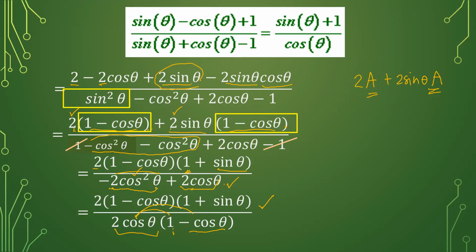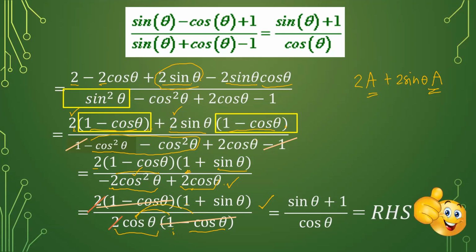Now we can cancel the 1 minus cosine theta and the 2. Cancel, cancel. So ang natira na lang, si 1 plus sine theta tsaka si cosine theta. By commutative property, pwede nating isulat yung numerator as sine theta plus 1. Tapos sa denominator, ang natira na lang yung cosine theta. That is equal to the right-hand side.